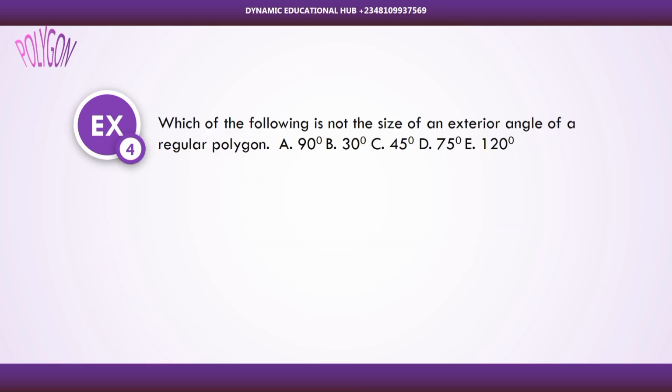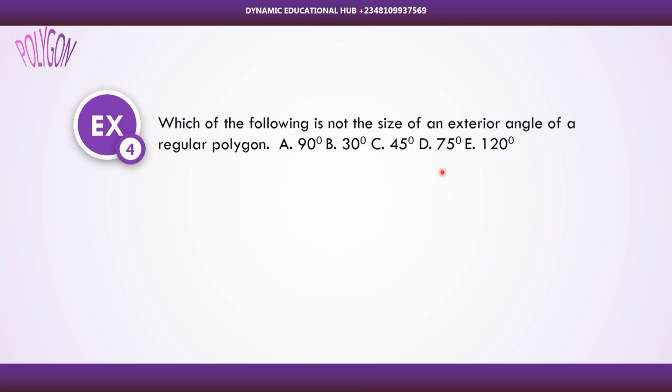And here is the next question, which says, which of the following is not the size of an exterior angle of a regular polygon? We have options here. We have A 90 degrees, B 30 degrees, C 45 degrees, D 75 degrees, and E 120 degrees.